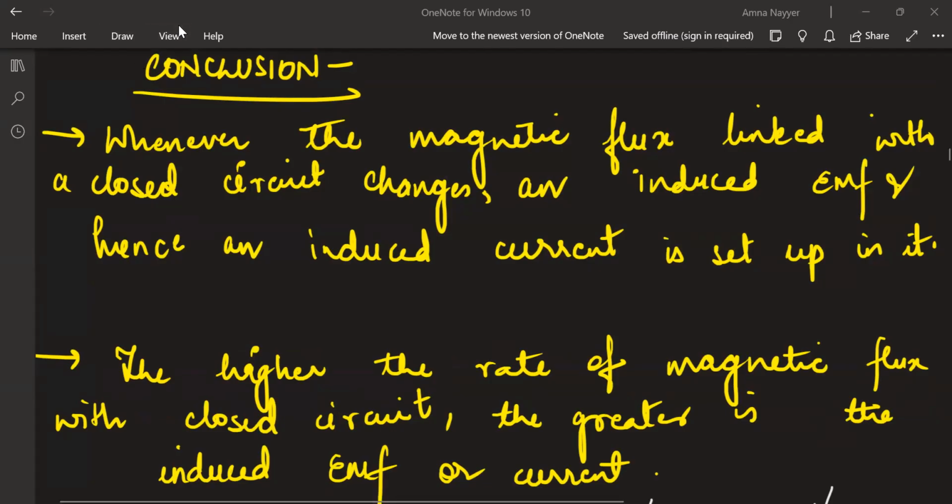Aisha, the third one you say? That you can say because alternating current is there. So alternating current we haven't done. I'll tell you in that chapter.